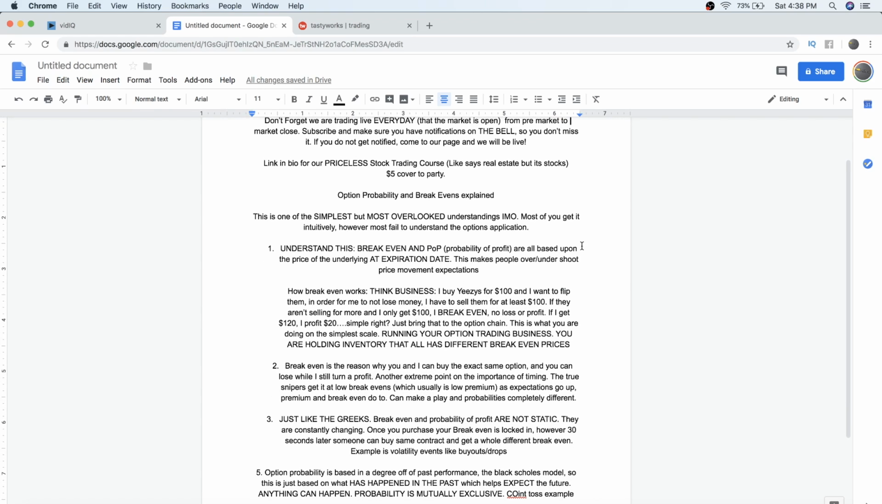Option probability and break evens explained. I don't know why, I literally have a new chair. I don't know why this one's squeaking. So I'm going to get back up.